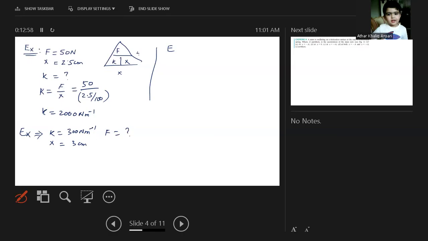So what will you do? Force is also called load when it is hanging. F is equal to k times x. So what's the answer? F is equal to 300 times 3 over 100. So this is 9 Newton, if I'm not wrong. Can you please check it?